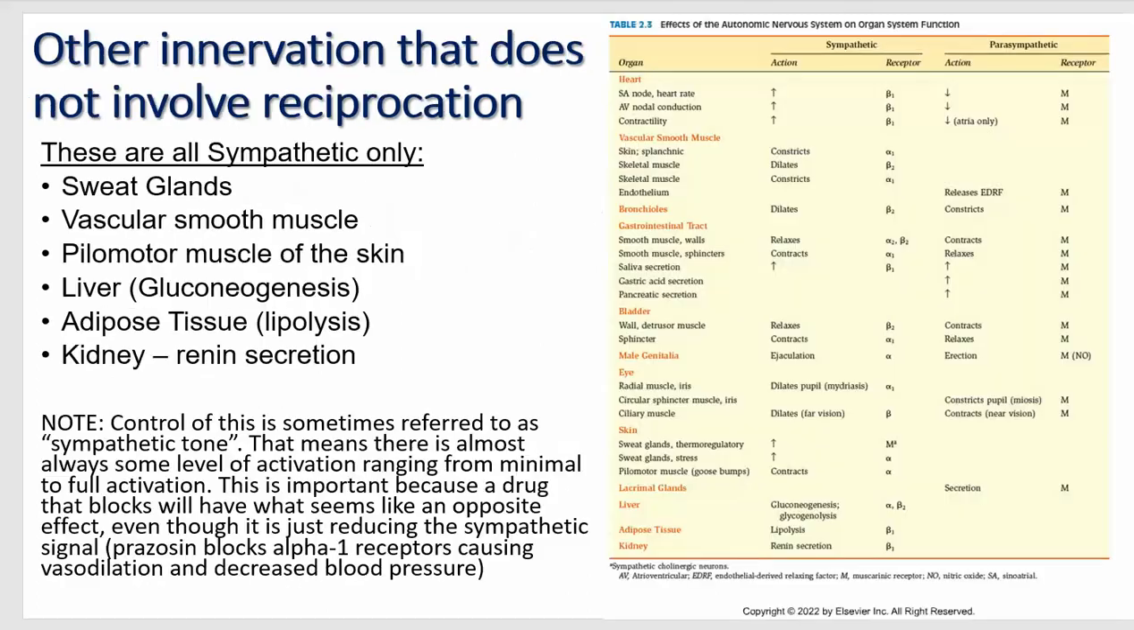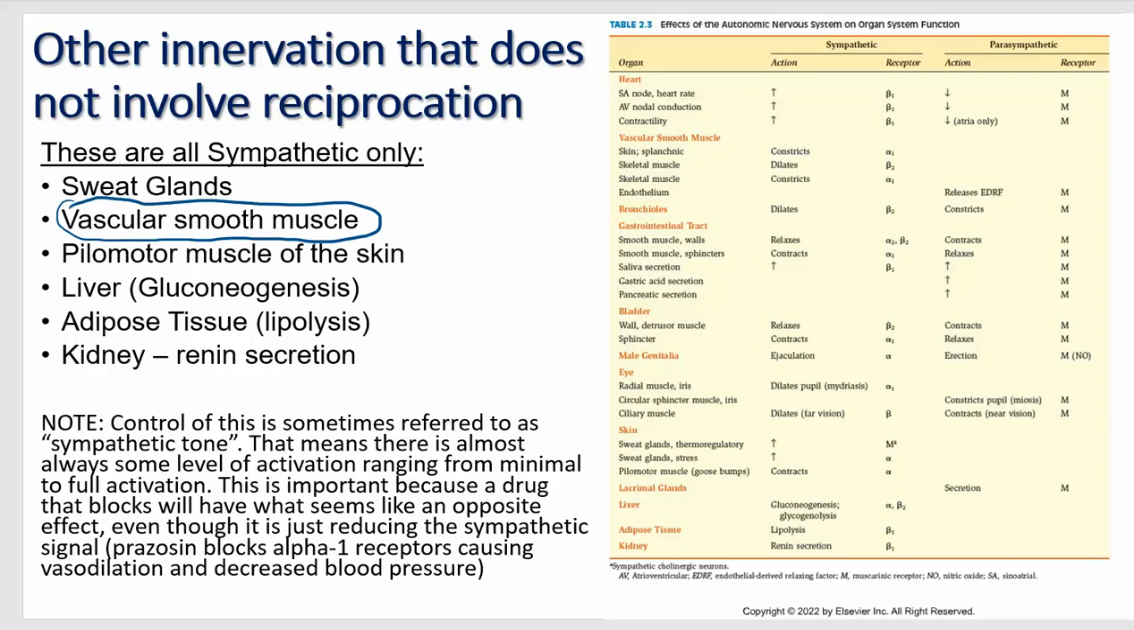All right. So other innervation that does not involve that push and pull, that reciprocation, tends to mostly be sympathetic. I think, let's see, there's an example over here. But it tends to be sympathetic that will not have a parasympathetic partner, I guess. So the examples that we have here are vascular smooth muscle.